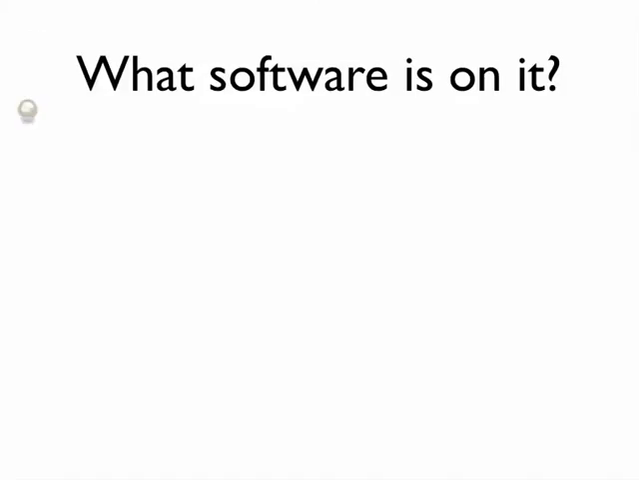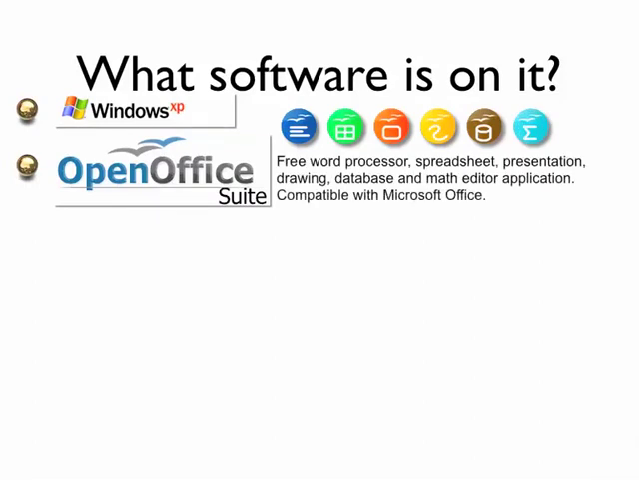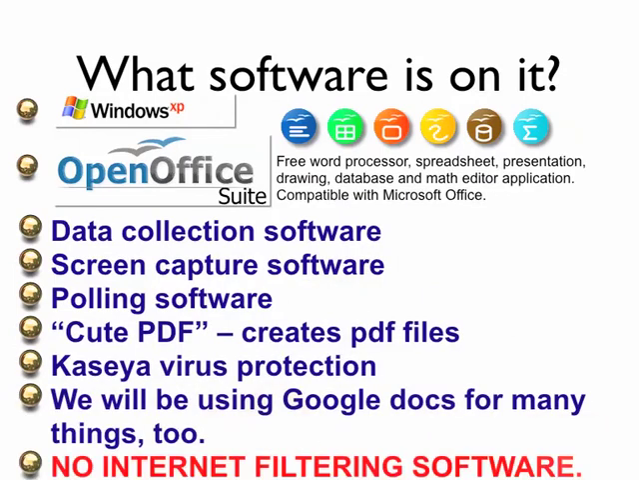So let's talk about what software is on it. To begin with, they're running Windows XP, a little bit older, but it will function just fine for us. They also have OpenOffice, which is free software you can put on any computer. It's basically like Microsoft Office Suite, so it has a comparable program to Word and to Excel and to PowerPoint and some other programs that aren't in Office.